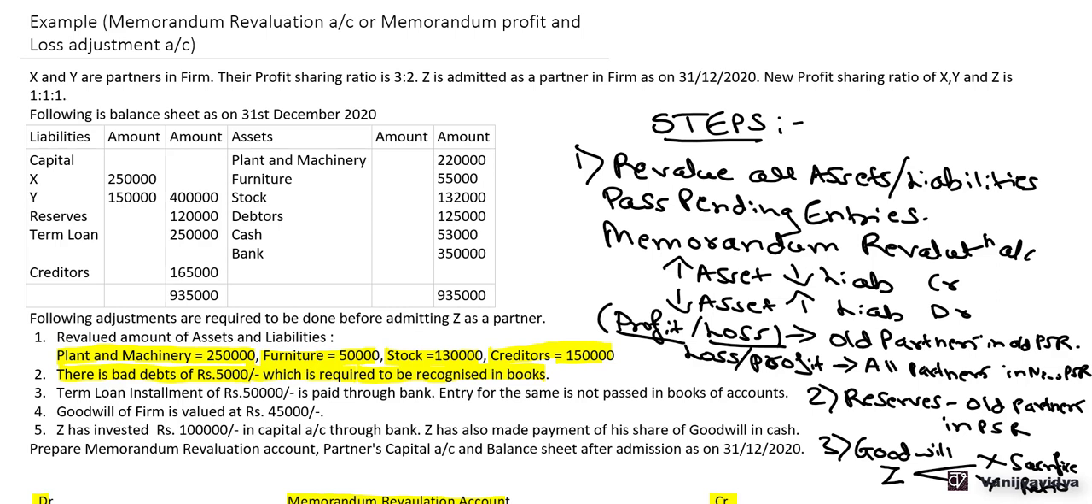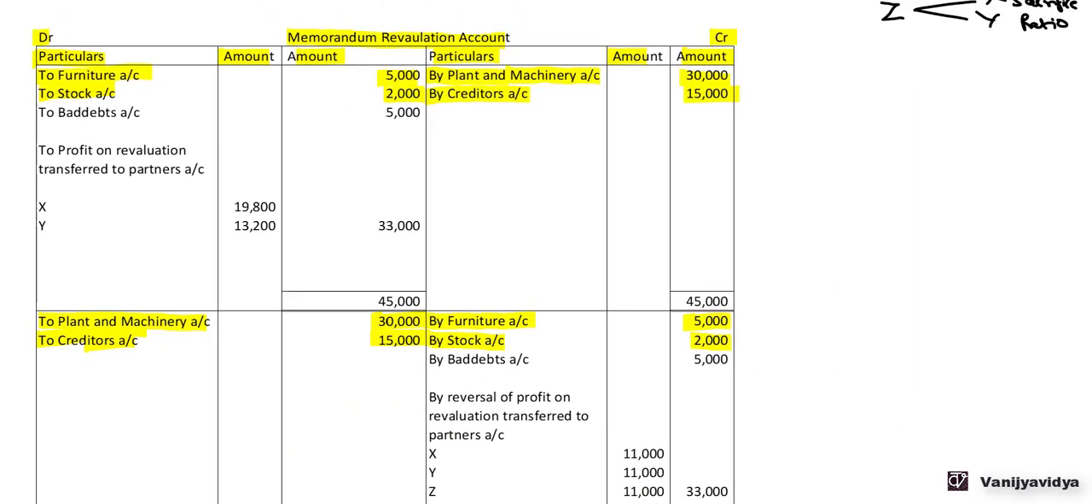Now what we will do is, for this bad debts, we will just record this bad debts in the memorandum revaluation account and then reverse it. And once the partner is admitted, we will record this bad debts in the books of accounts. So in memorandum revaluation account, to bad debts 5,000, and I am immediately reversing it. By bad debts account 5,000. Instead of bad debts, we can also write to debtors account 5,000 and by debtors account 5,000.